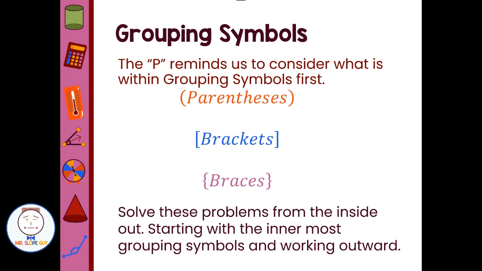We want to start with the innermost grouping symbol and work outward. So we start with innermost parentheses, then work our way out, maybe to brackets, and then maybe work our way out again to braces. So we want to do the whole order of operations between each set of grouping symbols, working our way outward.